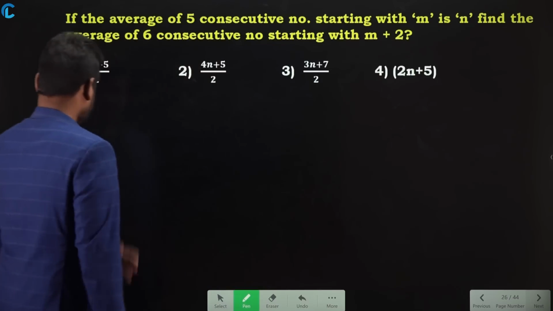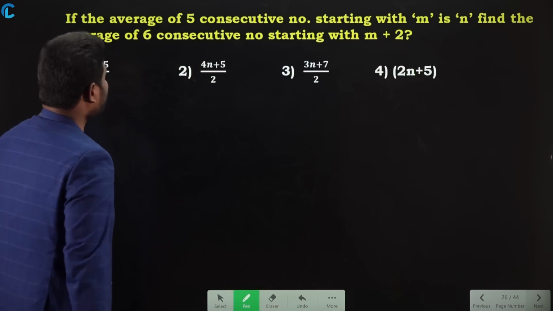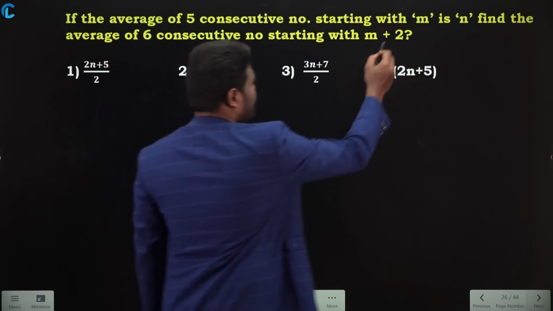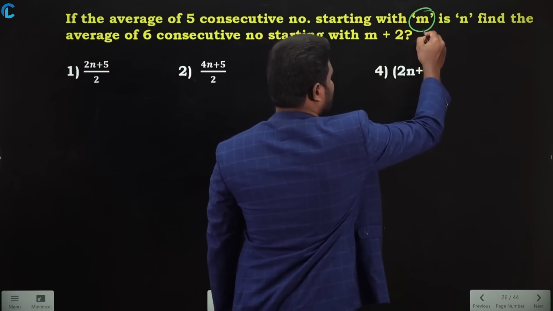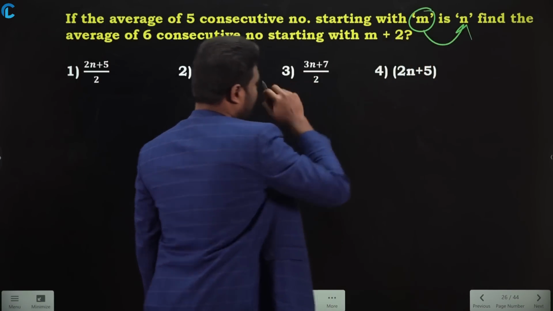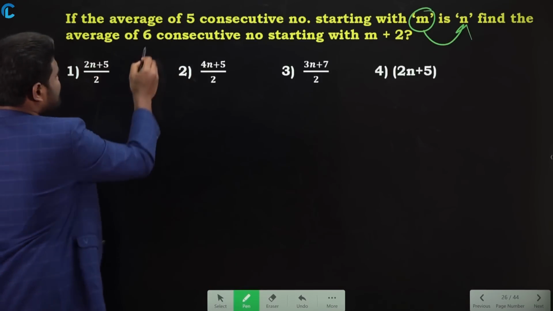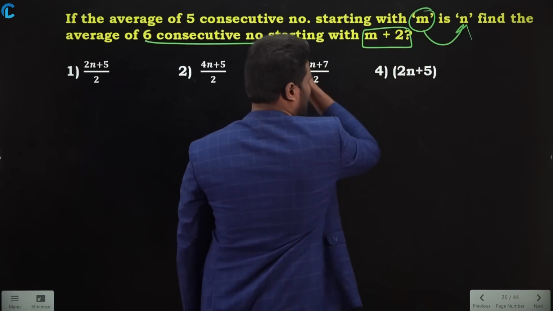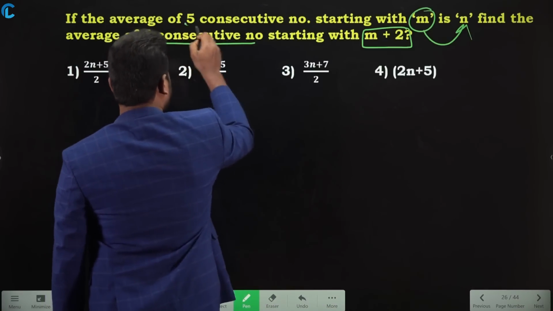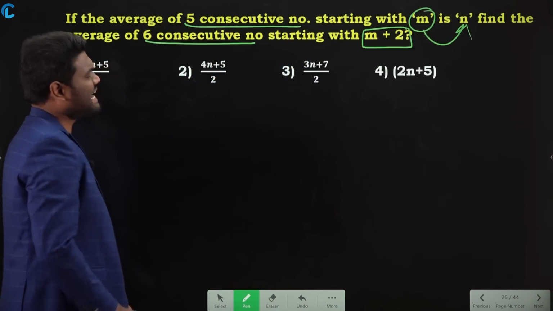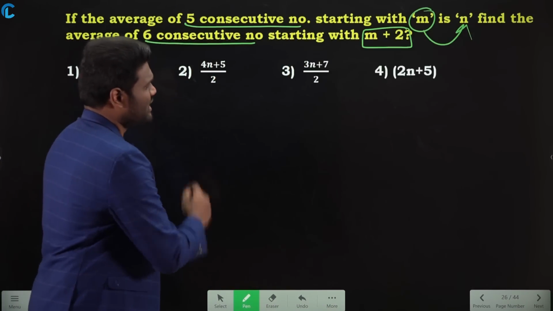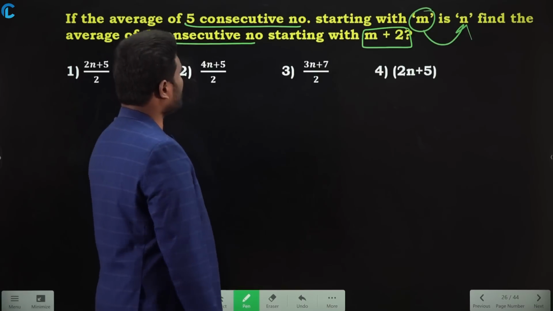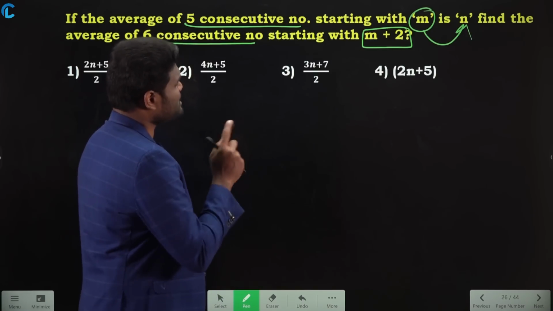Okay. Let us look at the next one. The average of 5 consecutive numbers starting with m is n. So average is nothing but n. Find the average of 6 consecutive numbers starting with m plus 2. Okay, this was your question. Initially it says 5 consecutive numbers starting with m is n. Similarly it says find the average of 6 consecutive numbers starting with m plus 2.